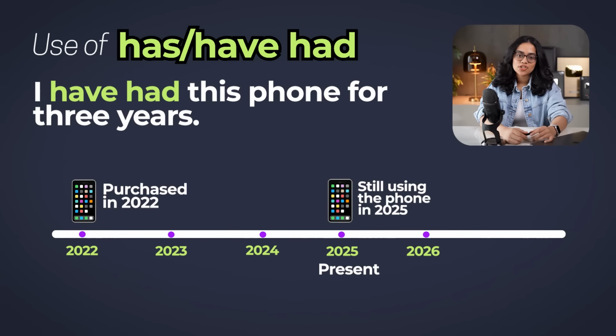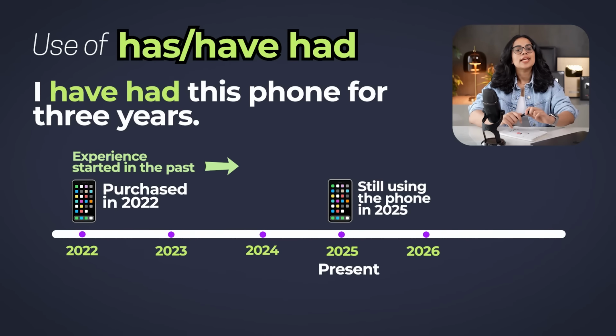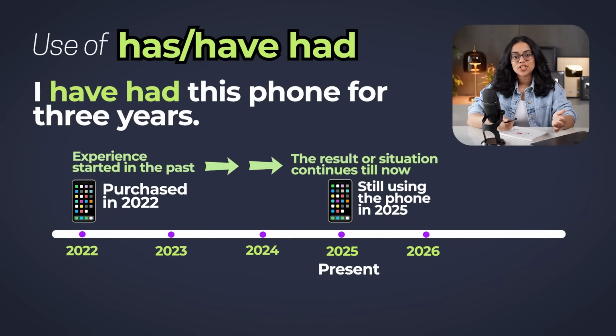Now, this structure tells us two things at the same time. First, the experience started in the past, that is, I started using the phone in the past. And the second, the result or situation continues till now. It means I still use the phone.